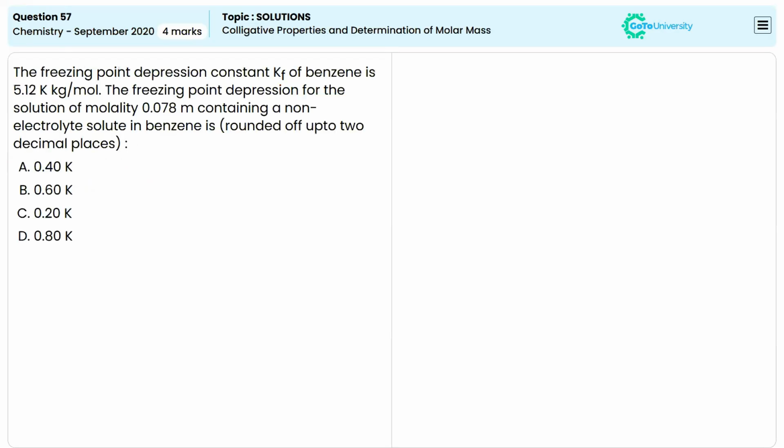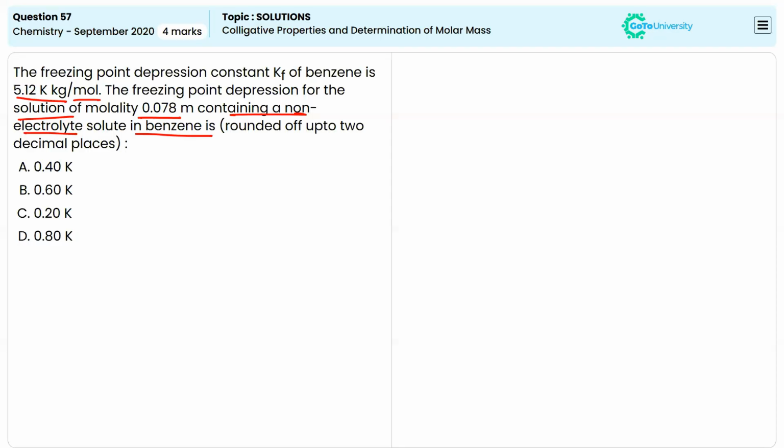Now we have one more problem. The freezing point depression constant of benzene is given here, that is 5.12 Kelvin kilogram per mole. The freezing point depression for the solution of molality 0.078, containing a non-electrolyte in benzene. Here we have to find out the depression in freezing point.